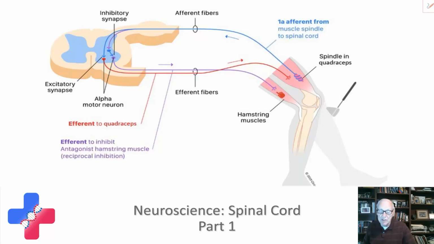So you've got to relax the hamstrings at the same time you're contracting the quadriceps. And notice this type of circuitry is called reciprocal inhibition. Like in the biceps, as soon as you hit the biceps tendon, 1A goes into the ventral horn, but at the same time you're firing inhibitory neurons to the triceps so that it's relaxed so you can get this biceps jerk. So you've got to shut down the antagonist muscles.